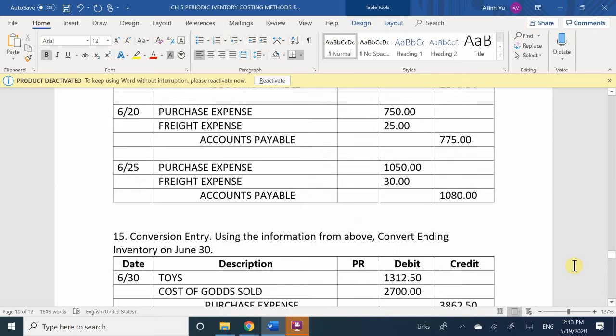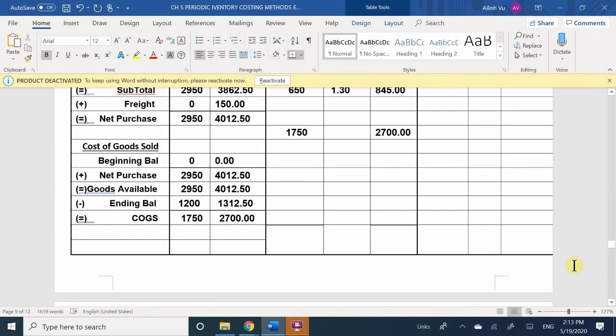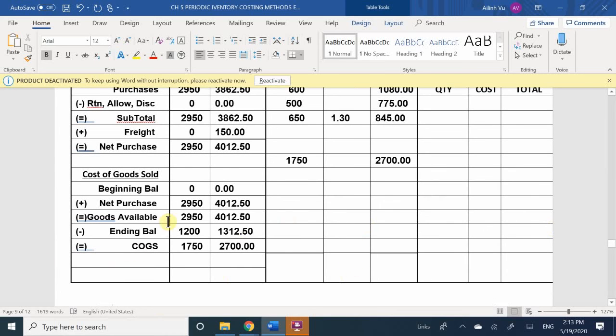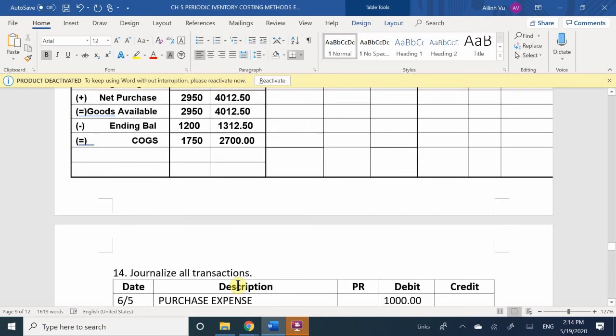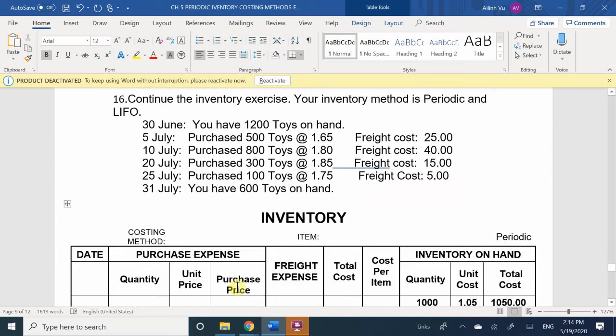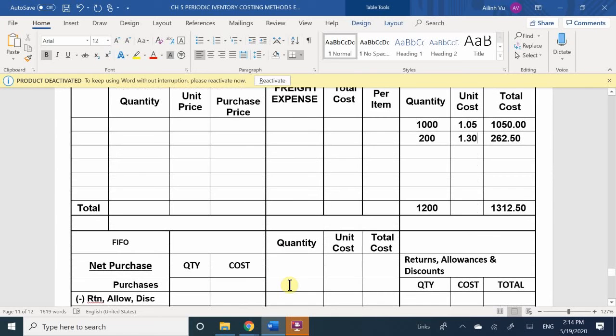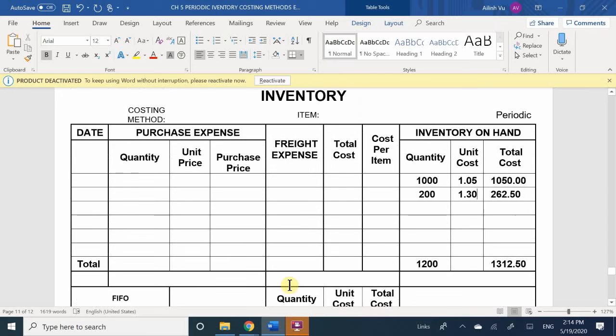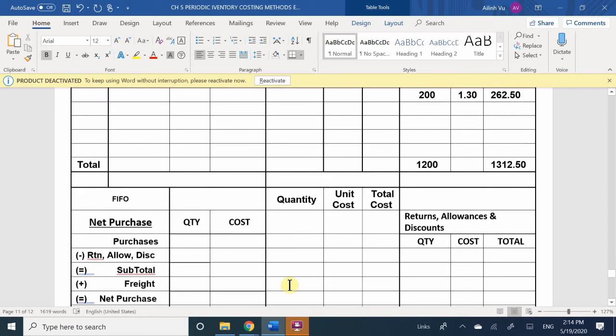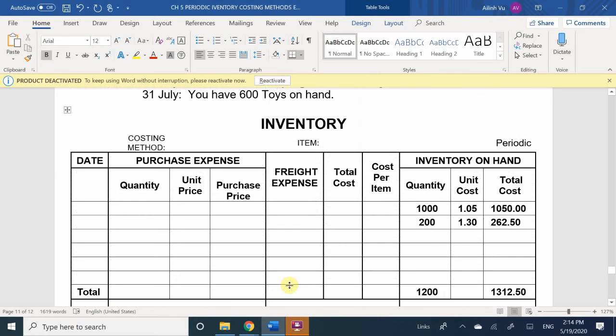Let's go back up because my numbers are not matching. Right here, 1312.50. I don't think that's right, because 2700 plus 1312.50. Okay, never mind, that is right. My bad. All right, good. So once we've solved for that, now we can move on to the rest of the worksheet. So what do we do first?